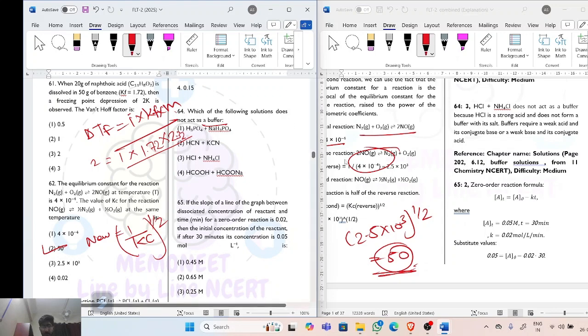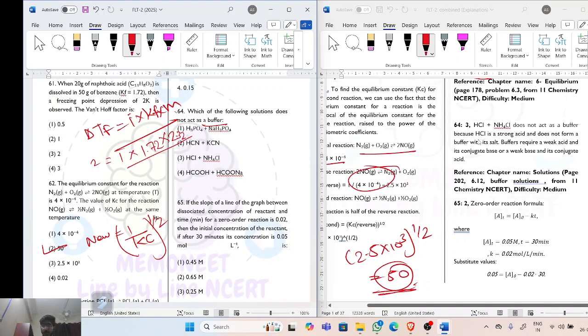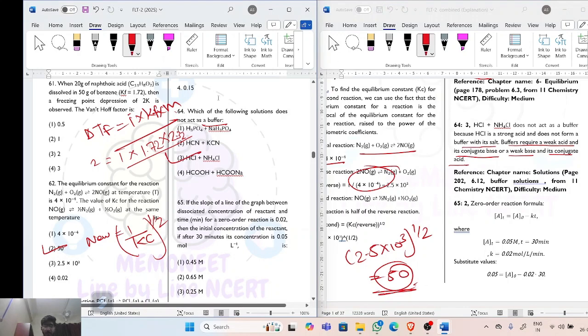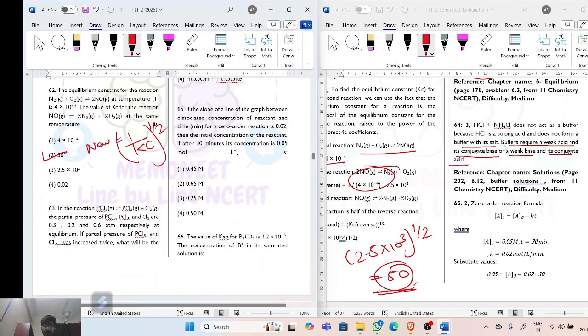Let's see. In option number 3, HCl with NH4Cl does not act as a buffer because HCl is a strong acid, which does not form a buffer with its salt. Buffers require a weak acid and its conjugate base, or a weak base with its conjugate acid. So we can say option number 3 will be our correct answer. Now question number 65.